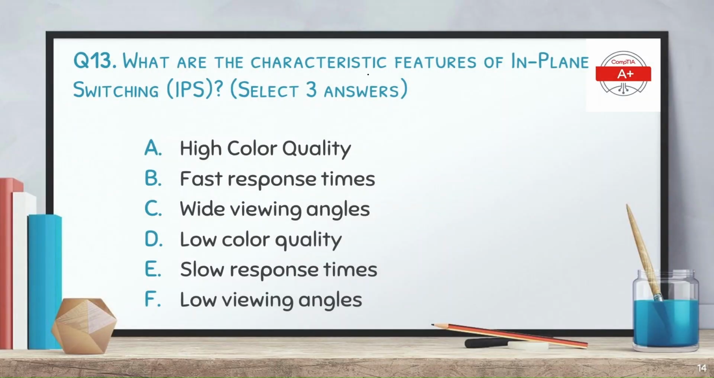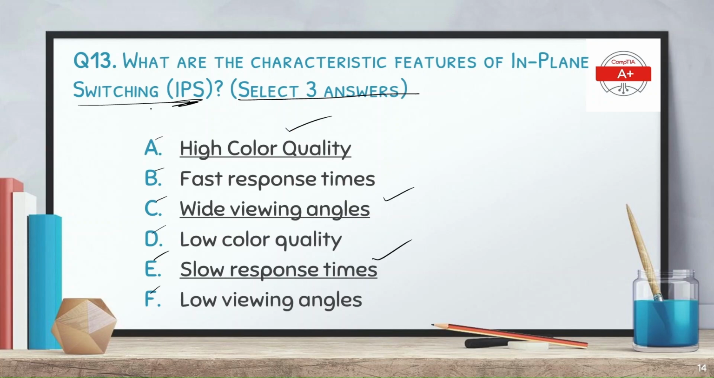Question number 13: what are the characteristic features of in-plane switching, IPS? We have to select three answers, and the options are A, high color quality, B, fast response times, C, wide viewing angles, D, low color quality, E, slow response time, and F, low viewing angles. So this is a display technology, and the correct options are high color quality, wide viewing angles, and slow response time. These are the features of IPS, or in-plane switching.